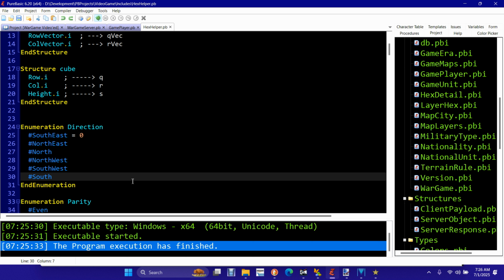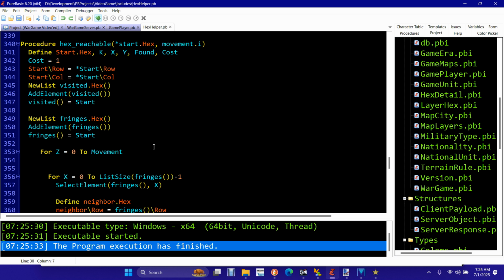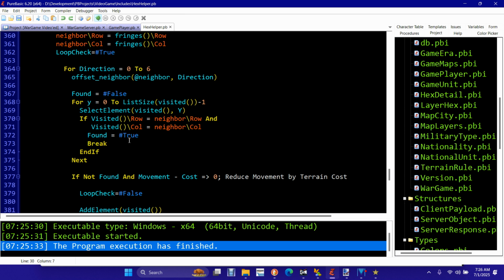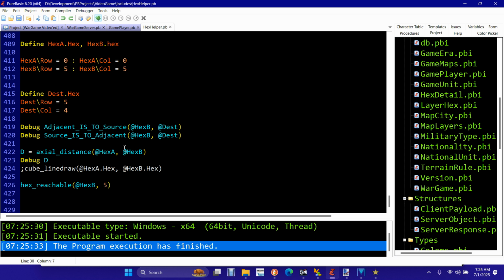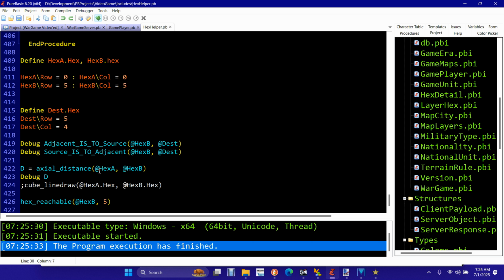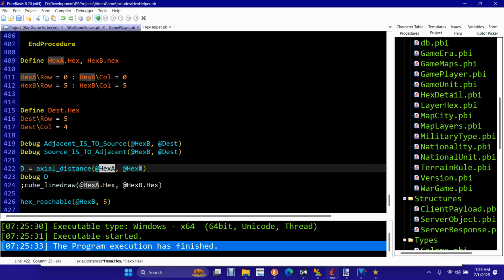artillery fires three hexes or something, right? So we need to know that the distance between one hex to another hex is how many, like here you go. So we have hex A and hex B. What is the distance between hex A and hex B? And this is from 0, 0 to 5, 0.